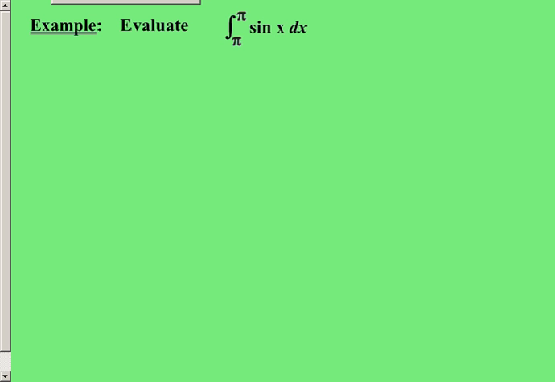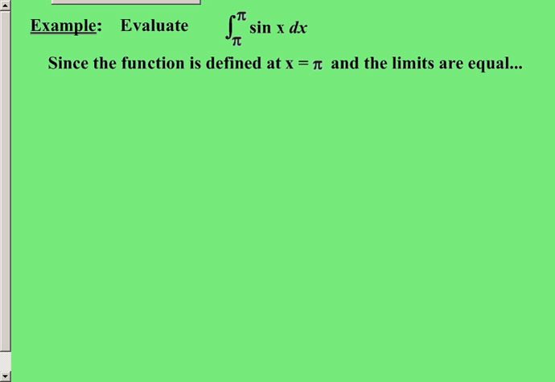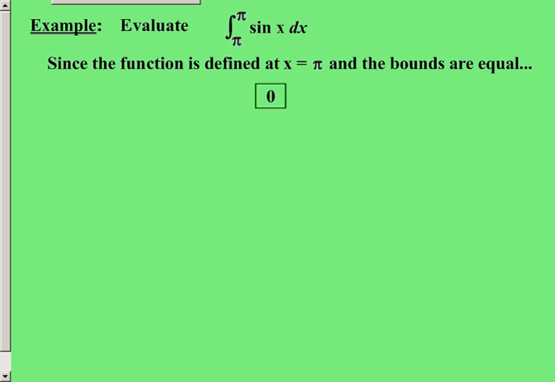Okay, so for example, evaluate the integral from pi to pi of sine x dx. Well, once again, there is no difference between pi and pi within the domain. The function is defined at this particular location. The limits are equal to each other, so the result of this integration is 0. There is no area in between those two positions.